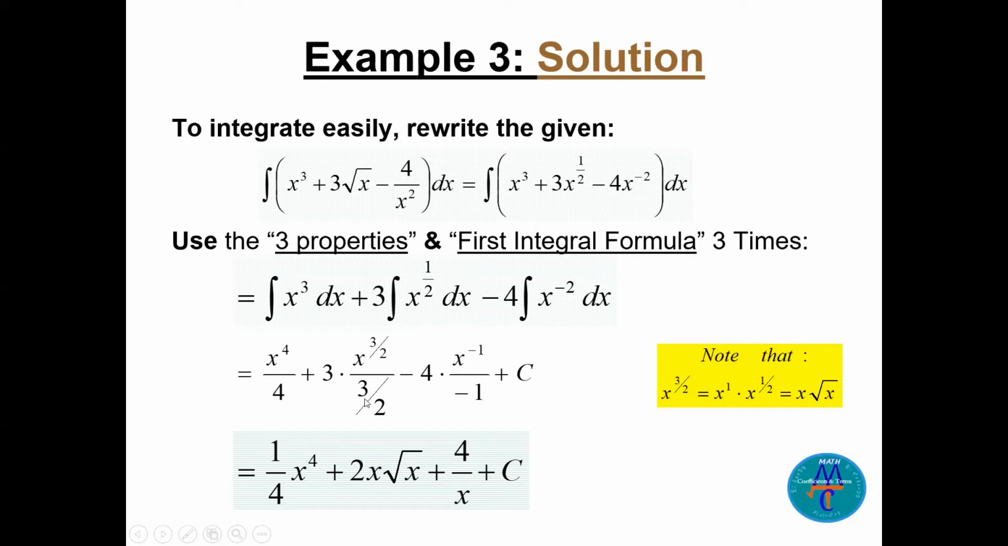And there is a 2 here from the division. 3 divided by 3 over 2 will be 3 times 2 over 3. And this is minus 4, see, minus, and this minus becomes here plus 4. And this you can bring it down, it will be 4 over x plus capital C. One big constant here we can leave for the whole function.